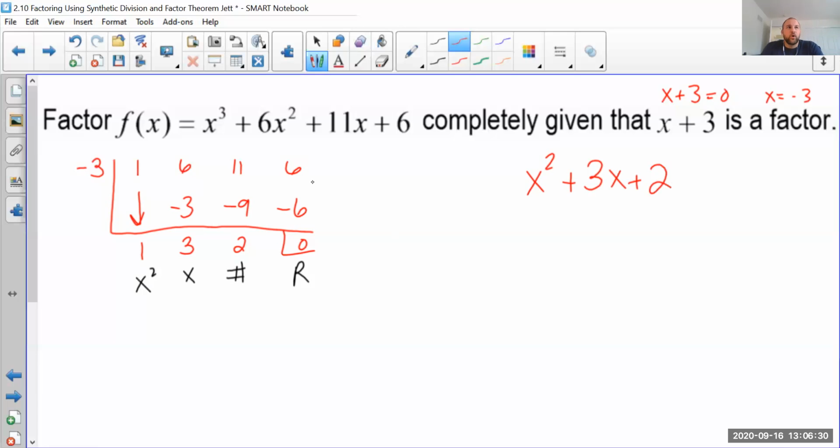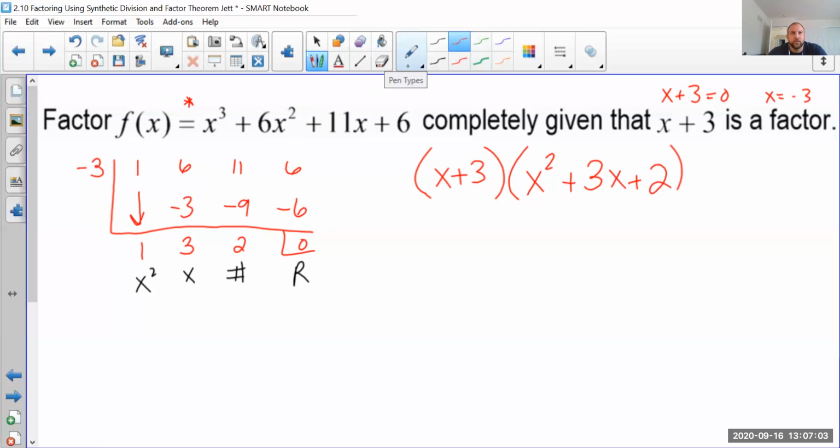Now, we don't want to change the original problem. We're just factoring it. We're breaking it down. So we also have to remember that x plus 3 is also a factor. So what I'm going to do, I have to leave that x plus 3, that factor that we already pulled out front, because that's also a factor. Okay, because we know that x plus 3 times what we got left equals this original polynomial up here.